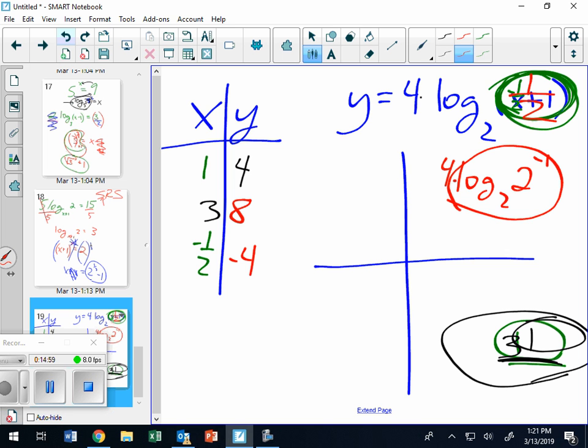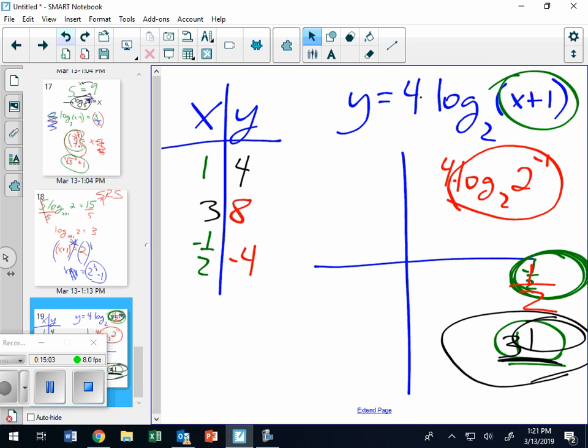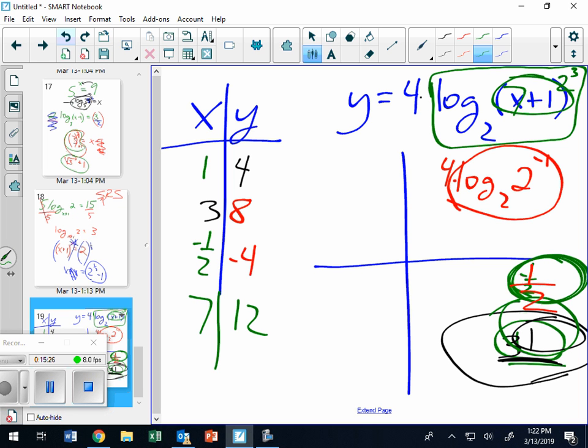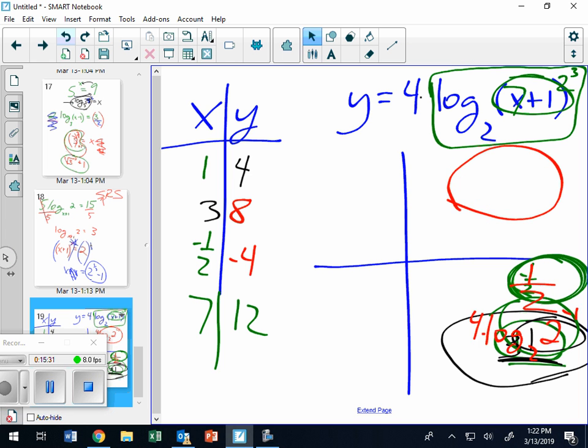We can just find one more that's like 8. How can I make the whole argument part 8? If I made the x 7. How many of you chose 7? That would be a good point to choose also. Nobody thought of that? All right. Because 7 plus 1 makes 8. Why is that good? Because that's 2 to the 3rd. And that makes this whole thing 3 times 4 makes 12. So 7 goes with 12. You didn't have to have that point, but you had to have 3 points. If you didn't have 3 points, you wouldn't have got credit.